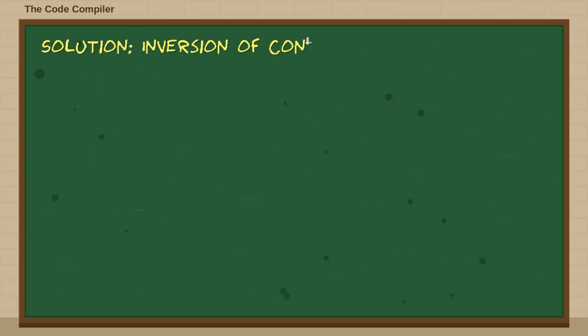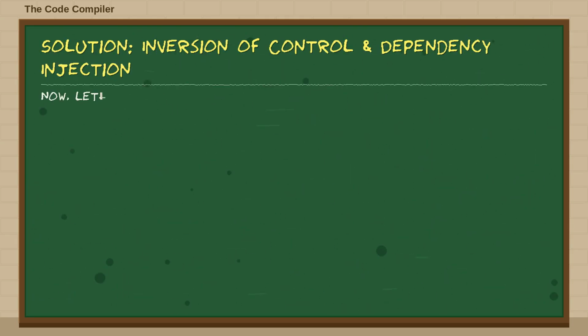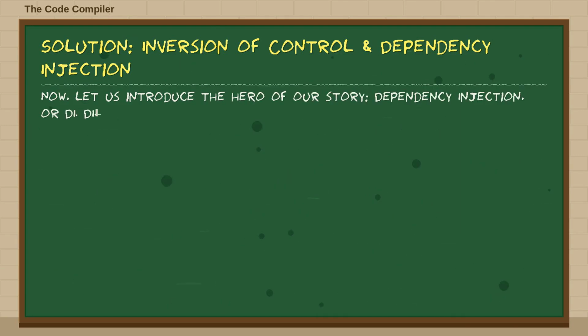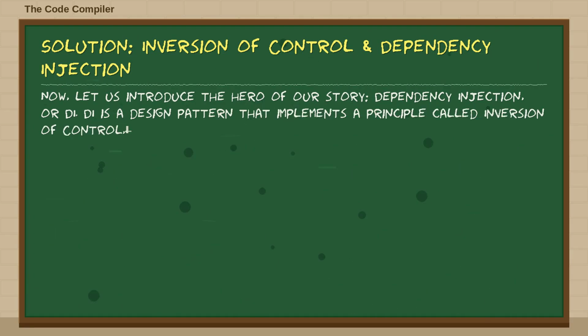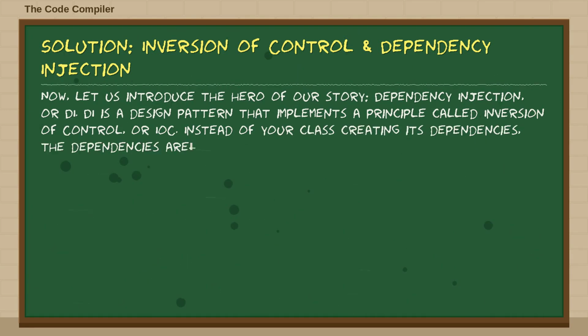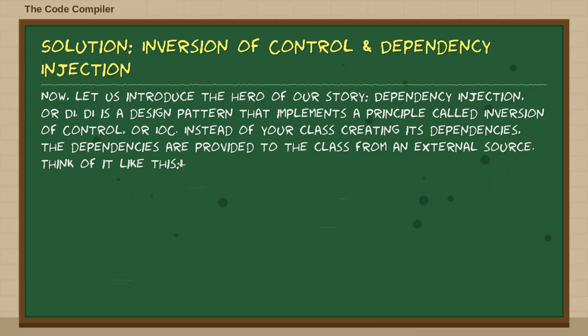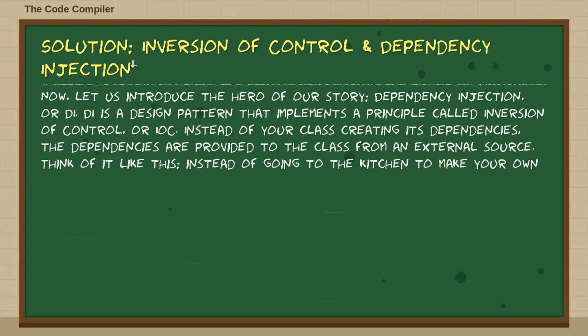Now, let us introduce the hero of our story, dependency injection, or DI. DI is a design pattern that implements a principle called inversion of control, or IoC. Instead of your class creating its dependencies, the dependencies are provided to the class from an external source. Think of it like this: instead of going to the kitchen to make your own coffee, someone else prepares it and brings it to you.